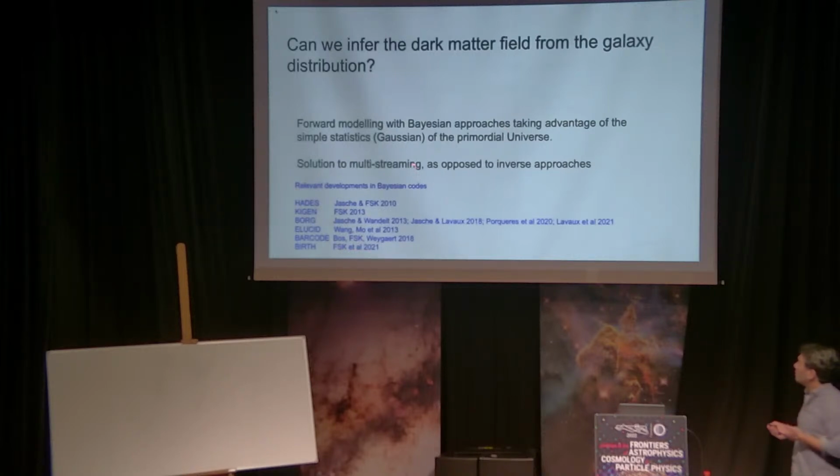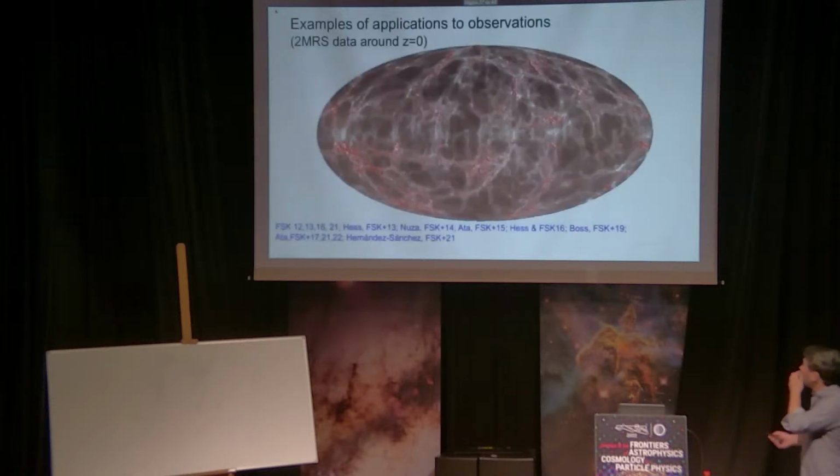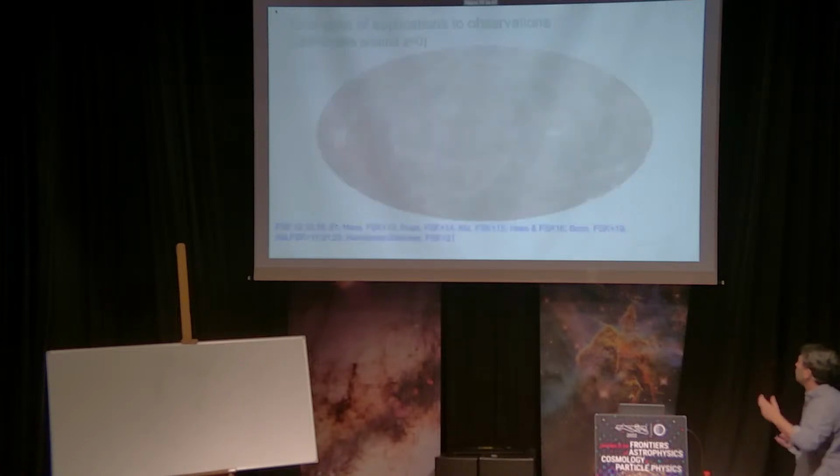This is a solution to multi-streaming, as opposed to inverse approaches. When you have, say, 2 tracers with peculiar velocities that encounter each other at a particular low redshift, and you observe those, then smooth that and want to go back in time, you actually can't, because you have shell crossing. They have, at the same position, different velocities, right? But with forward models, you can solve that. And you can manage to get reconstructions like this of the large-scale structure based on real data. In this case, you can do a lot of things.